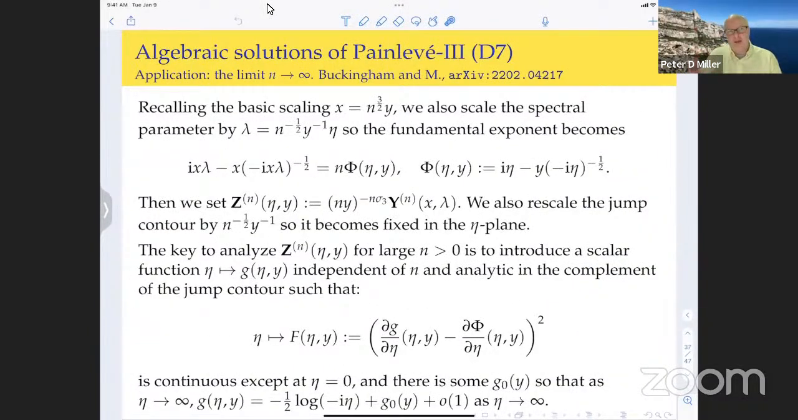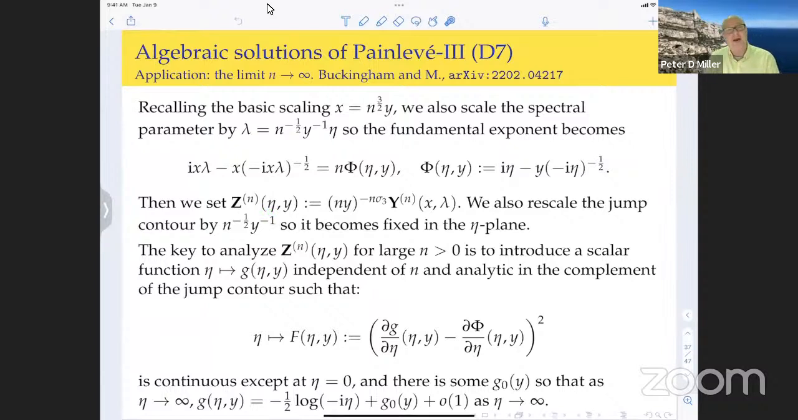So I remind you that there was a kind of heuristic scaling that we made, something like x was n to the 3/2 times a parameter y. And based on that, we can also scale the spectral parameter in the problem. And when we do that, we can end up with an exponent. So this complicated looking exponent here comes out as just n times some phase capital phi of eta y, which looks like this. And so now what we do is we just take out a constant factor and we write Z in terms of eta and y.